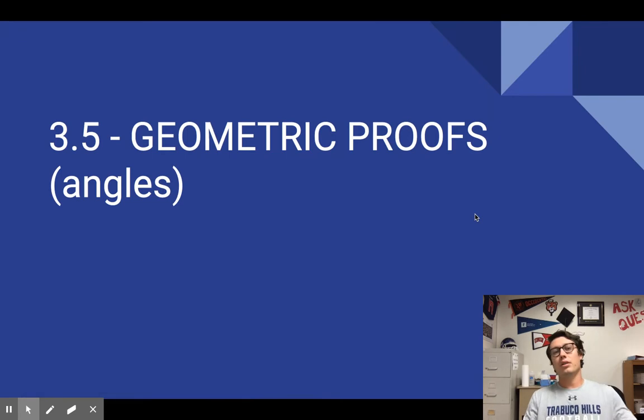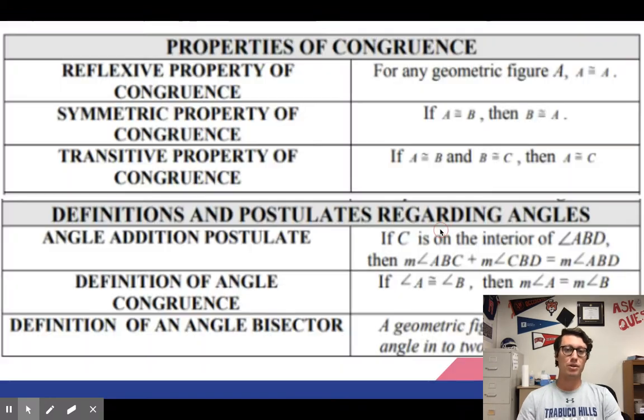We are moving on today. Lesson 3.5 is geometric proofs again. Last lesson, we talked about geometric proofs with segments. Today, we're going to be doing geometric proofs with angles.